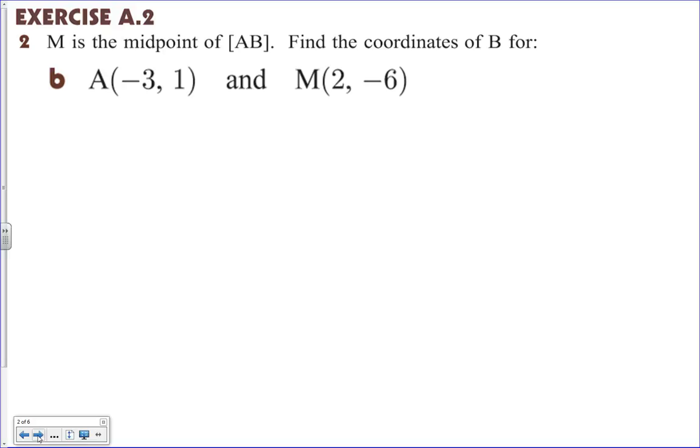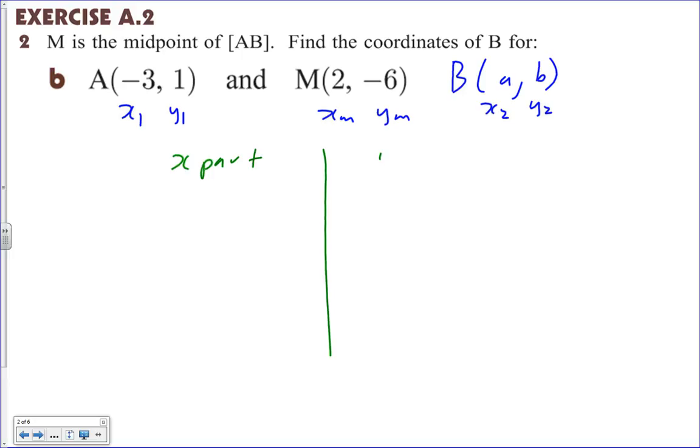So B, we need to have our B points. So I'm going to give it again, (a, b) is my points. So this is going to be x1, y1, xm, ym. This is going to be x2, y2. So this is going to be our x part. That's going to be our y part. So xm equals (x1 plus x2) over 2. And this is going to be ym equals (y1 plus y2) over 2.